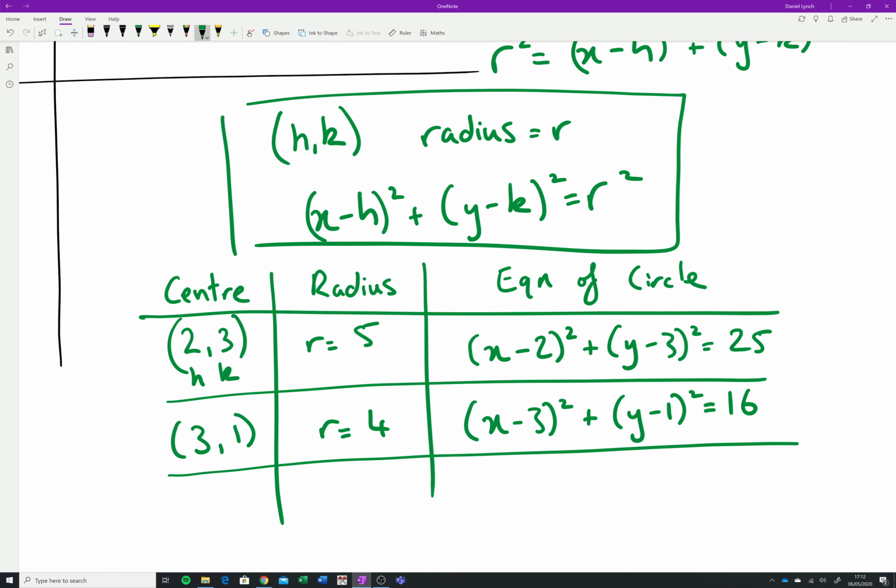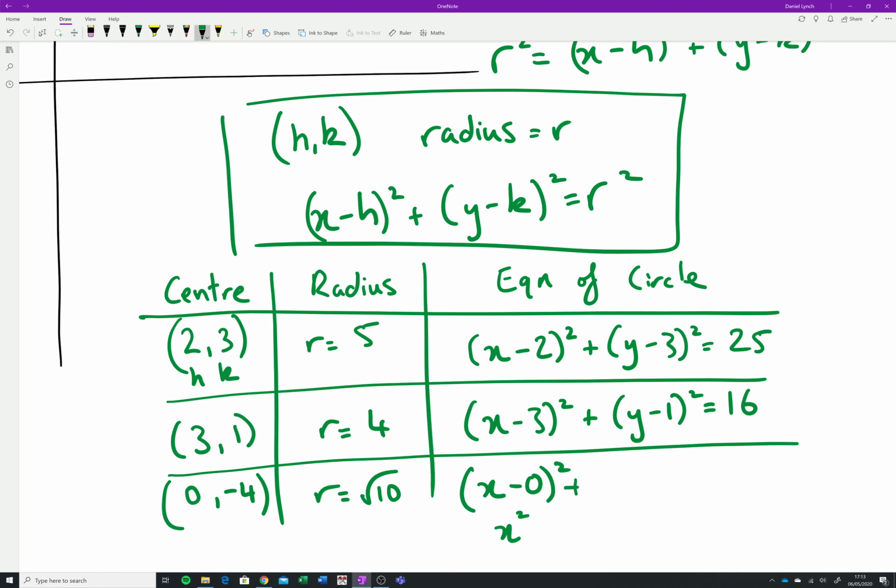Let's take another one. We'll say 0, minus 4. And we'll say that the radius is root 10. Suddenly a bit trickier. Okay, what's it going to be? It is going to be x minus 0 squared. Now, if you have x and you take nothing away from it, you just have x. And when you square that, you just have x squared. So it's perfectly fine, and in fact preferable, just to call it x squared.